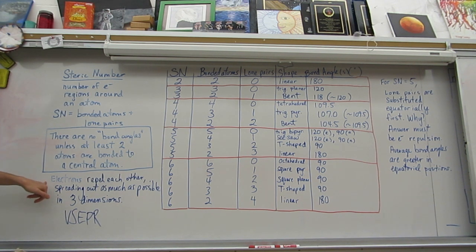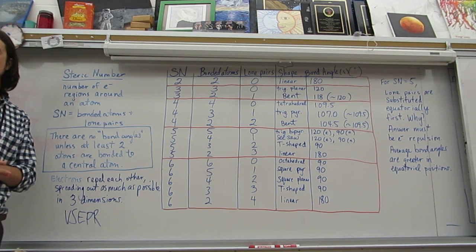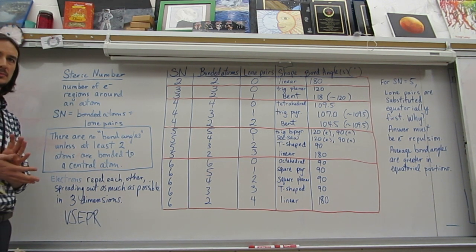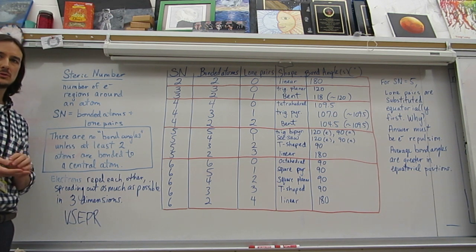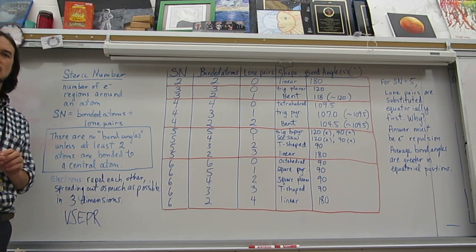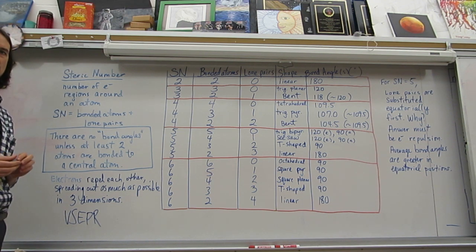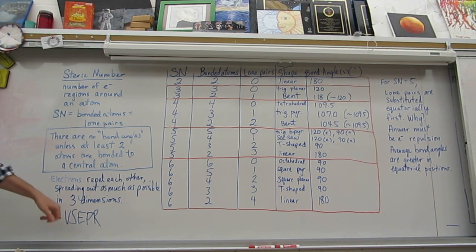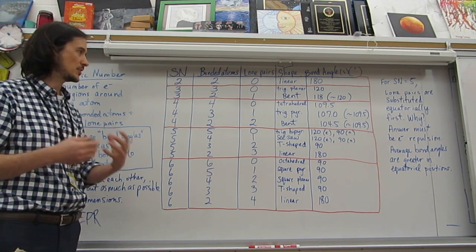And electrons repel each other, spreading out as much as possible in 3 dimensions. This is really important because on your page you're writing things in 2 dimensions. Things don't look in 3 dimensions the way they look on your paper unless you take really good care to try and give a good representation. So this is valence shell electron pair repulsion. Right? Think of the repulsion.